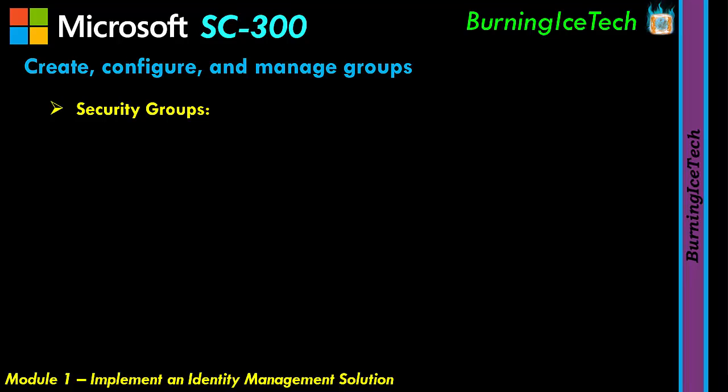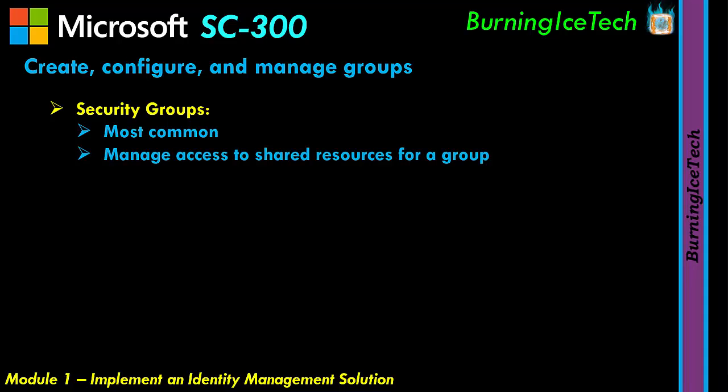So what you might not know regarding security groups, these are the most common kind of group you might encounter. And also, you manage access to shared resources for a group using these. As for the other kind of group that I want to mention to you guys, that is Microsoft 365 groups. I think I did accidentally mention that just a couple of moments ago. So you'll find that you can either create these manually yourself directly, or you can create these indirectly a couple of ways.